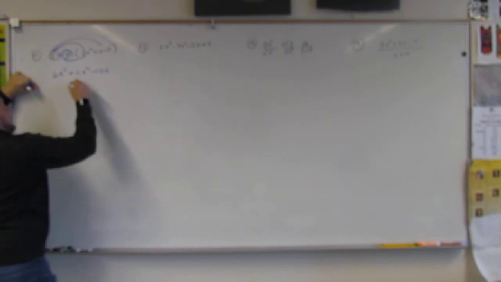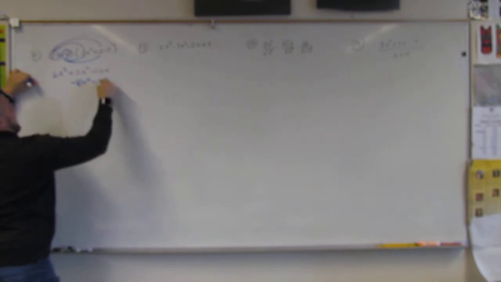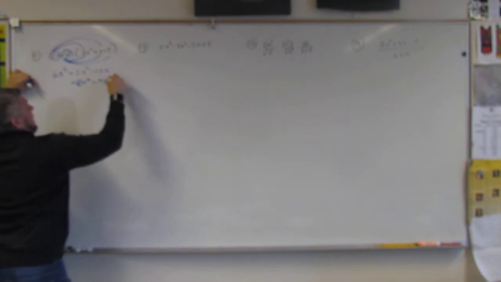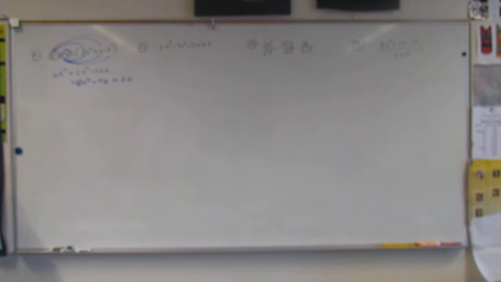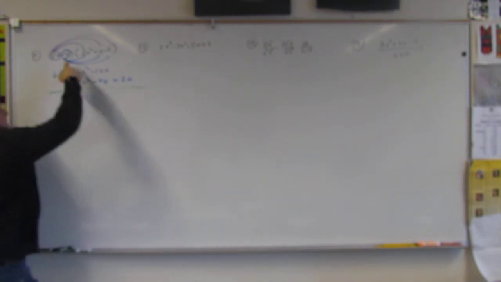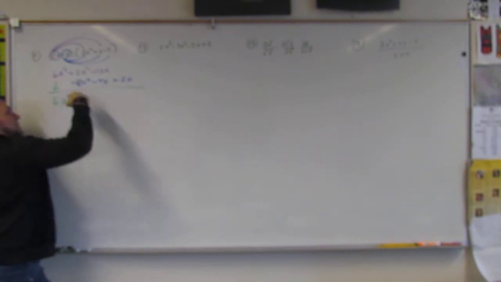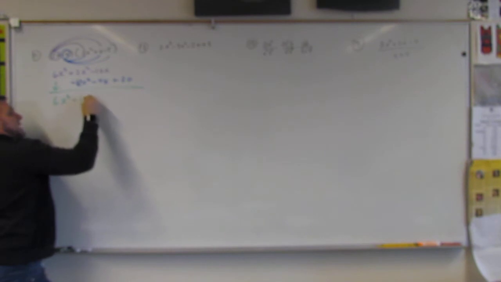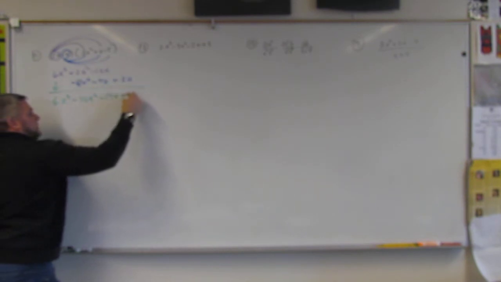So it's going to be negative 12x squared. And then I'm going to get negative 4x. And then I'm going to get positive 20. Because 2 negatives make a positive, right? And see how I organized them in order? So now I just add them up. 6x cubed, negative 10x squared, negative 14x plus 20.